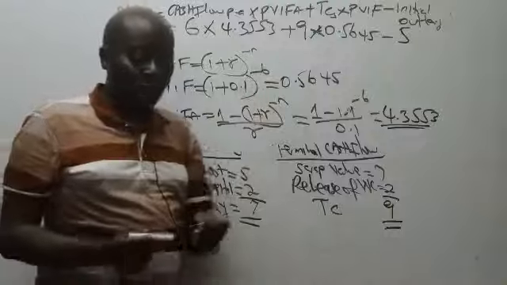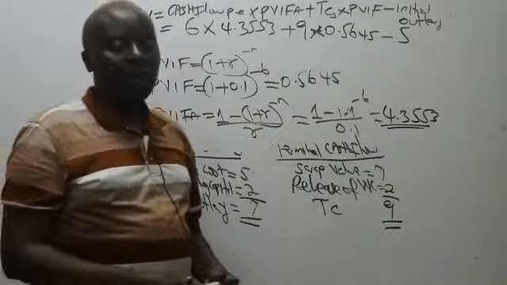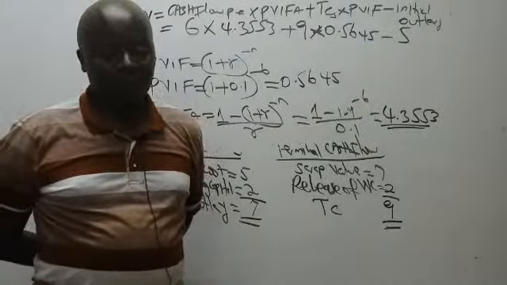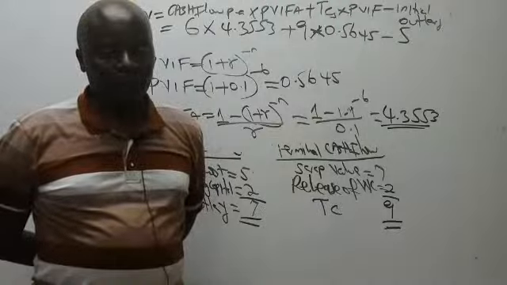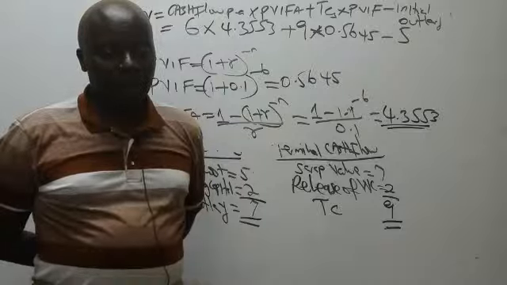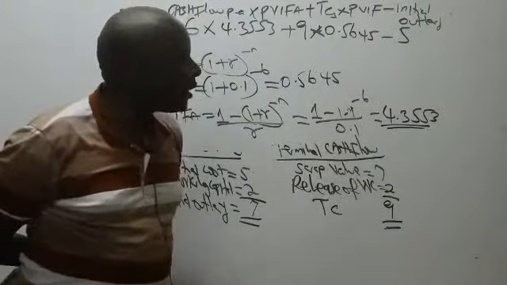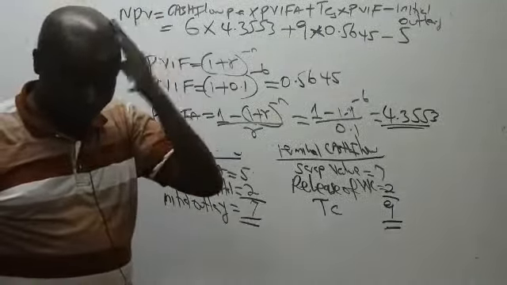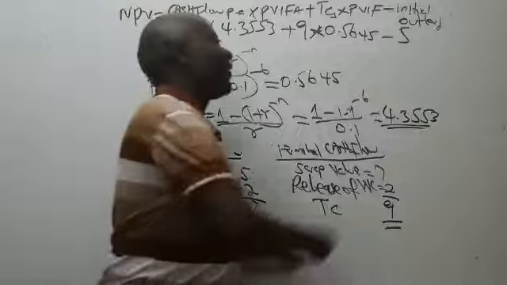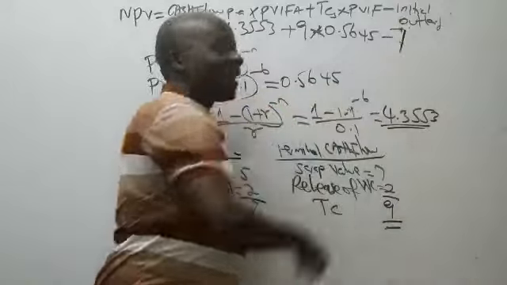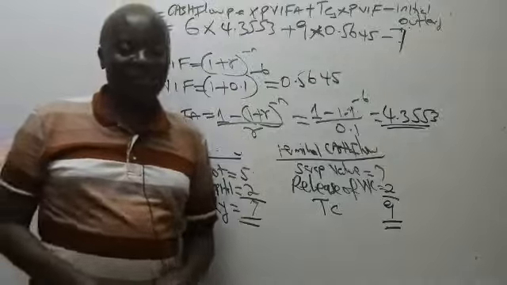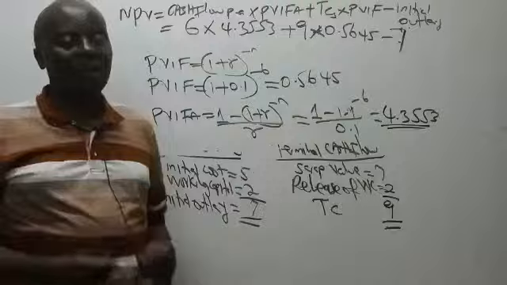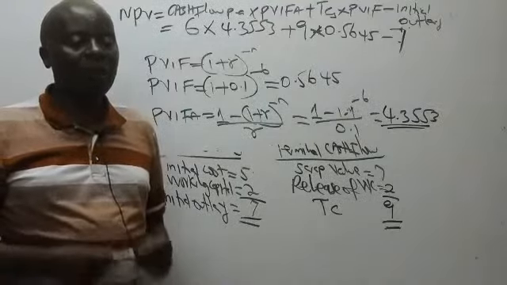So could you kindly give me the final answer? Silvanus says the initial outlay is 7. Thank you. Initial outlay is 7. So then what are we getting at the end of the day?